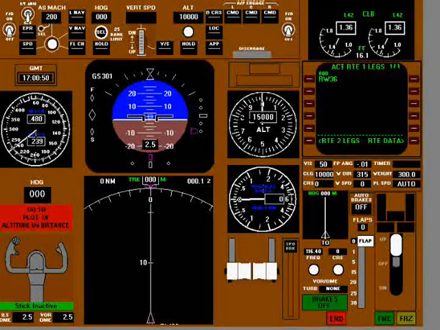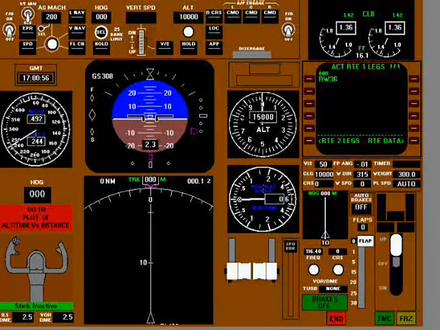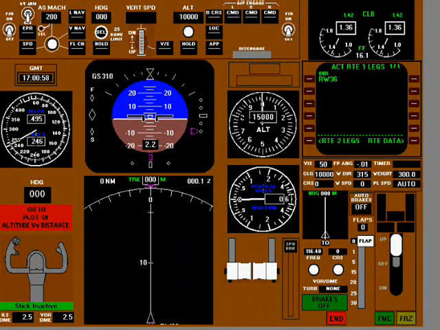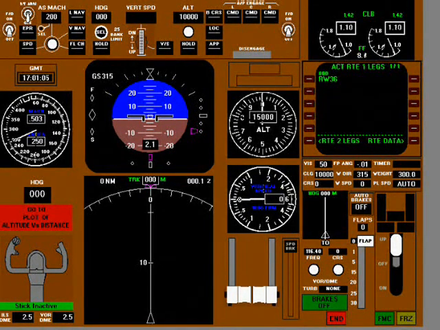Notice the coordination of pitch attitude with changes in airspeed. As we approach 250 knots, the EPR will be reduced to 1.09 in order to maintain the airspeed at 250 knots.